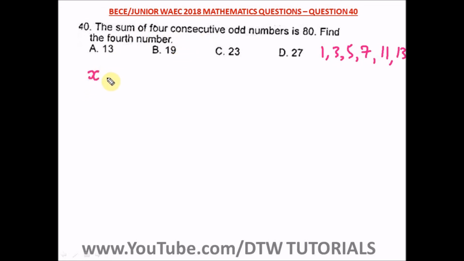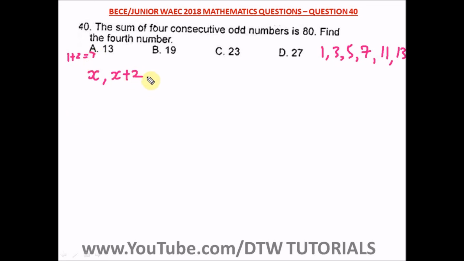So the first number is X. Because we are looking at the sum of 4 consecutive odd numbers, the second consecutive odd number will be X plus 2, since odd numbers cannot be divided by 2, so we add 2 to it. So let's say, for instance, this X is 1. When you add 2 to 1, we have 3. Is that not it? And 3 is an odd number.